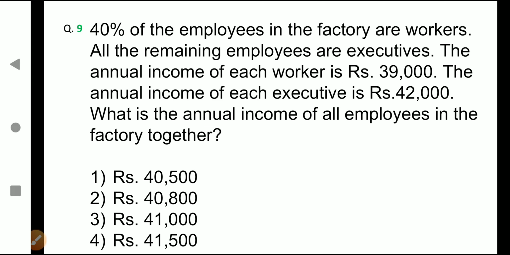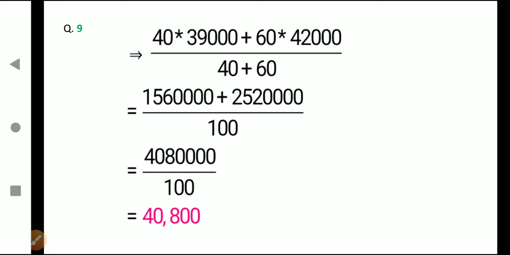Next question: 40% of the employees in a factory are workers and the remaining are executives. The annual income of each worker is 39,000 and of each executive is 42,000. What is the average annual income of all employees in the factory together? Since 40% are workers, 60% will be executives. So 40 into 39,000 plus 60 into 42,000, divided by 40 plus 60. We get 40,600. This is the average.